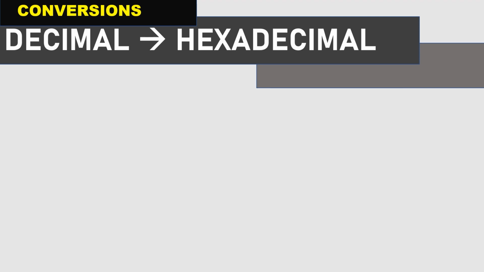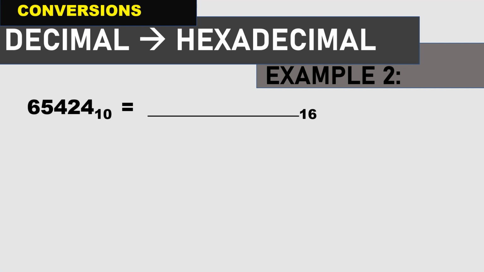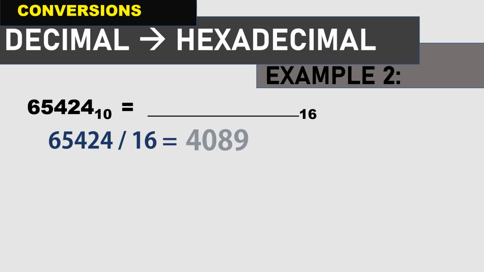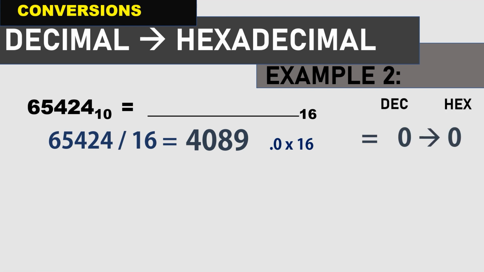So I have here another example. We have example number 2 for decimal to hexadecimal conversions. And this time we have a longer, 5-digit decimal to be converted to hexadecimal. So again, first step is to divide it by 16. 65424 divided by 16, we have 4089. It is perfect, but still we have to express the decimal digit, which is 0.0. Multiply it by 16, then we are going to have 0. In decimal and in hexadecimal, 0 is equal to 0.